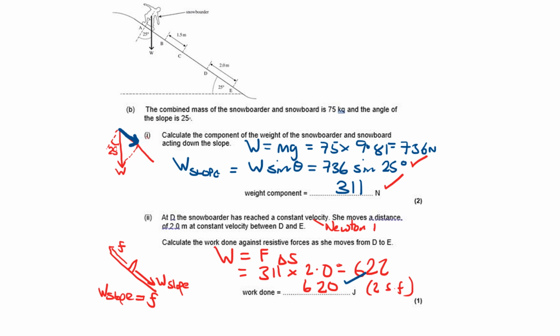And so we know from Newton's first law, if a constant velocity has been reached, then that means that we have an example of equilibrium, where in this case the weight component acting down the slope is going to be exactly balanced by the frictional force. So we can say that the resistive force is also equal to 311 newtons. And then we can use work done equals force times distance, using that value for the force. So it's 311 multiplied by 2 meters, which is equal to 622 joules, or 620 joules to two significant figures.